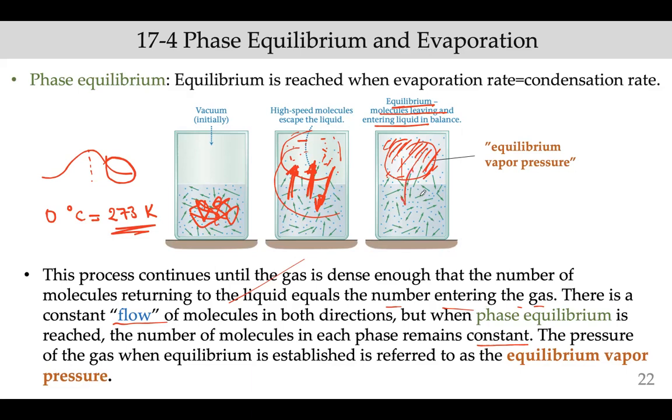Still, some go in, some go out, but these rates are equal when the equilibrium is reached. Or we can say the other way around: when these rates become equal, going in and going out of the liquid, then we reach equilibrium. So phase equilibrium is reached. Why do we call it phase equilibrium? Because we have two phases, liquid and gas in this case. Those two phases are in equilibrium. The pressure of gas when equilibrium is established is referred to as the equilibrium vapor pressure.